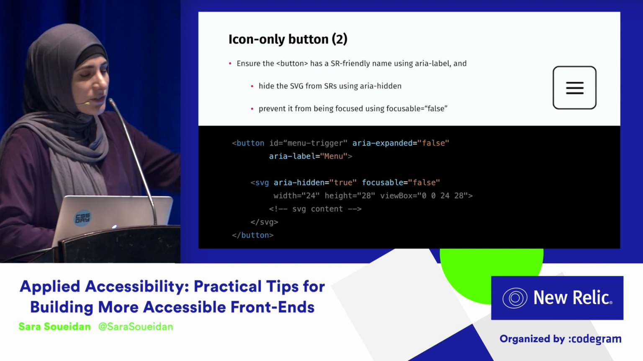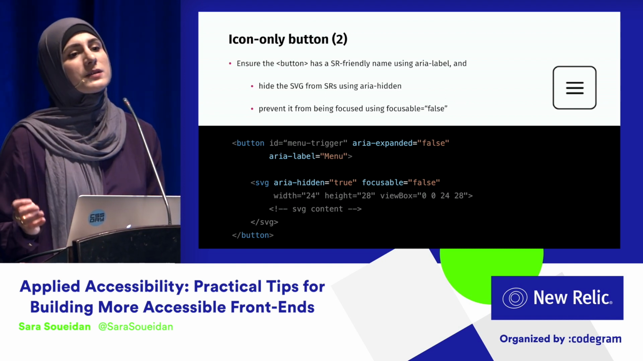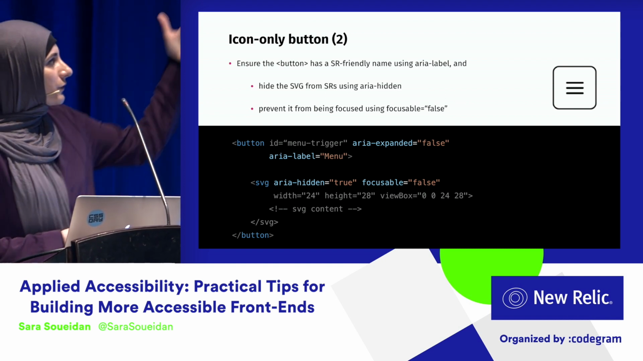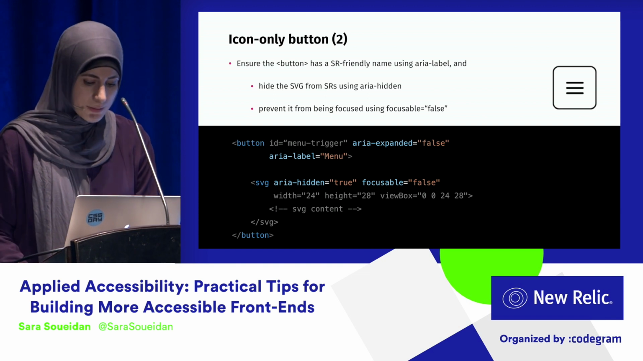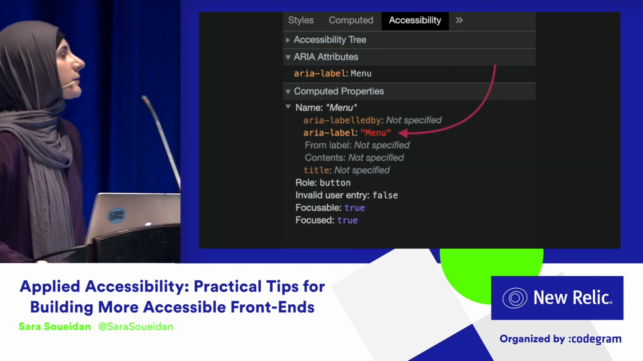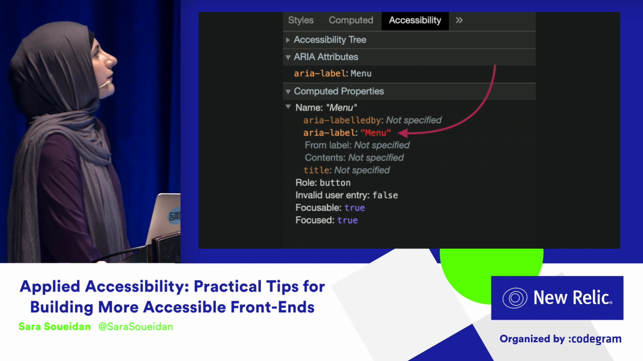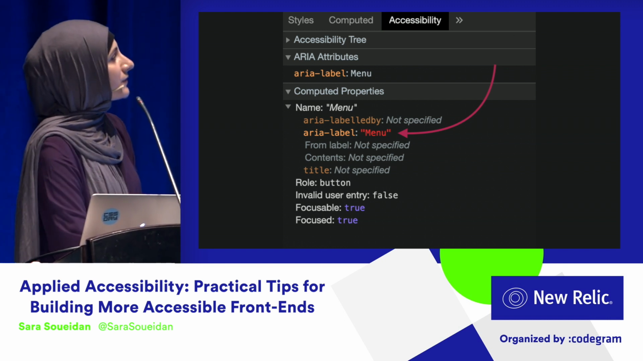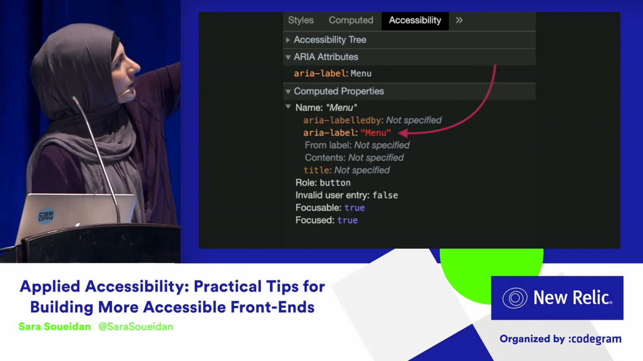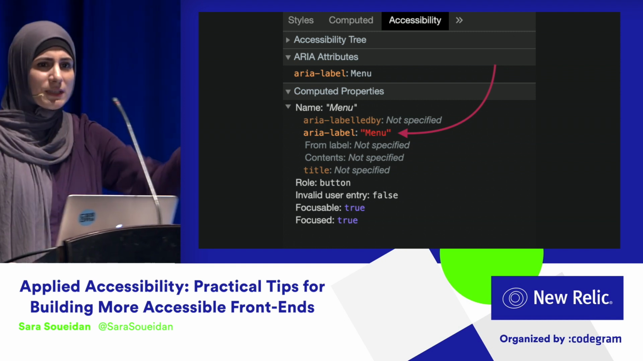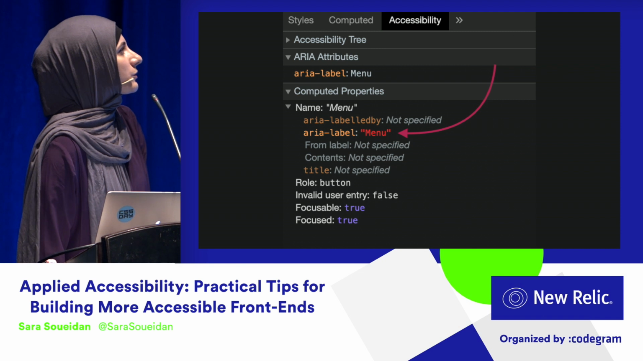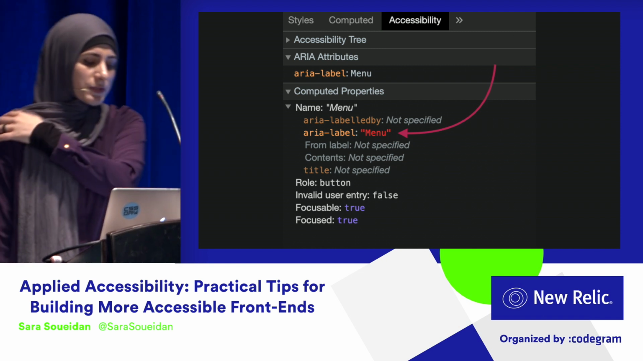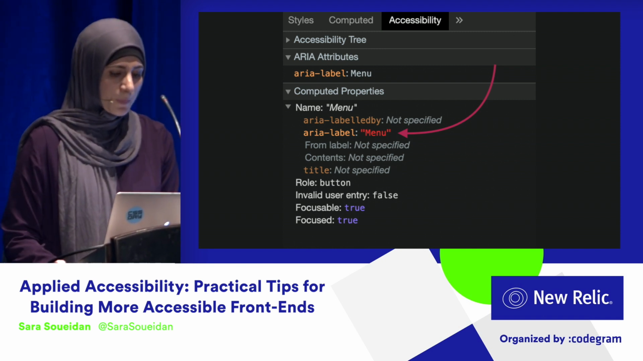Now, because my SVG is still there and because there could be bugs anywhere at any time, I still use Aria Hidden and Focusable False to hide it. And this is what the accessibility tree now looks like. I have the name menu for the button, and that name was not inferred, it was getting that name from the AriaLabel attribute. It has a role of the button, it's focusable, etc., etc.